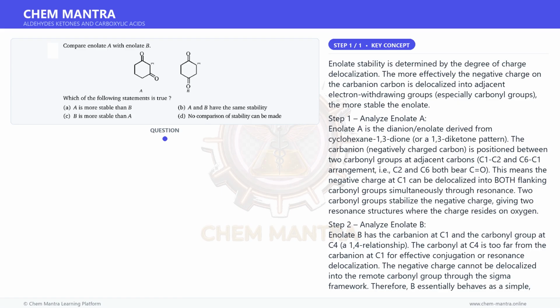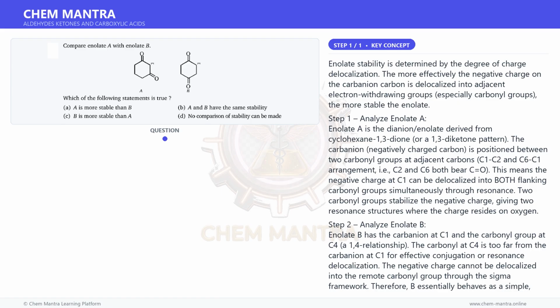Step 1. Analyze enolate A. Enolate A is the dianion enolate derived from cyclohexane-1,3-dione or a 1,3-diketone pattern. The carbanion, the negatively charged carbon, is positioned between two carbonyl groups at adjacent carbons, the C1, C2 and C6, C1 arrangement, i.e., C2 and C6 both bear C=O.